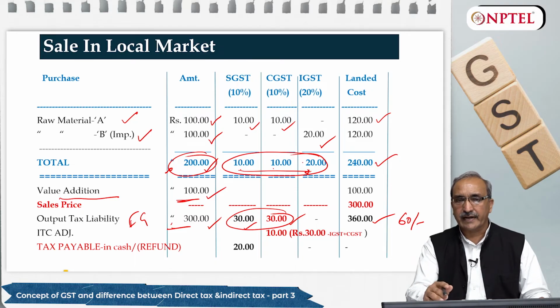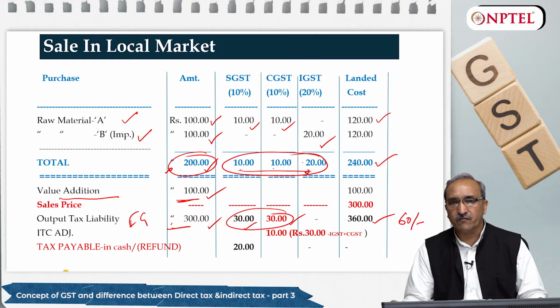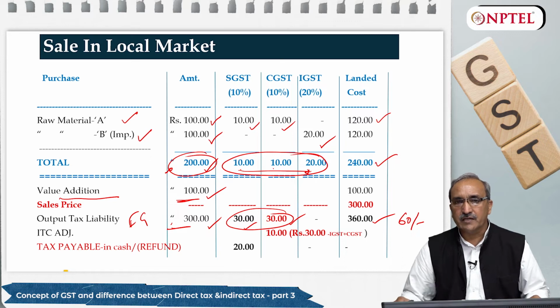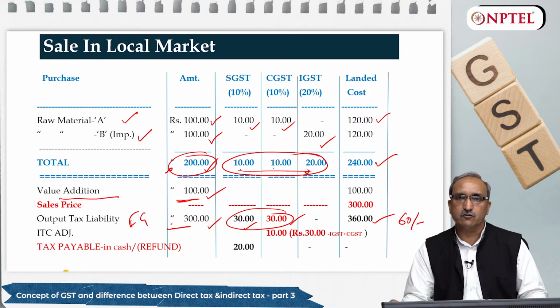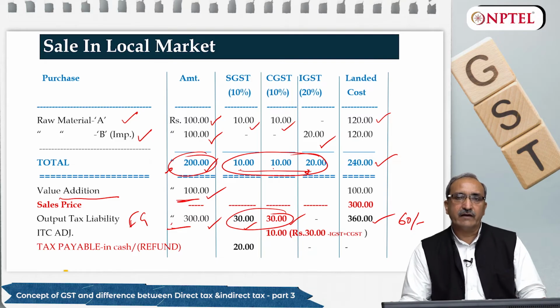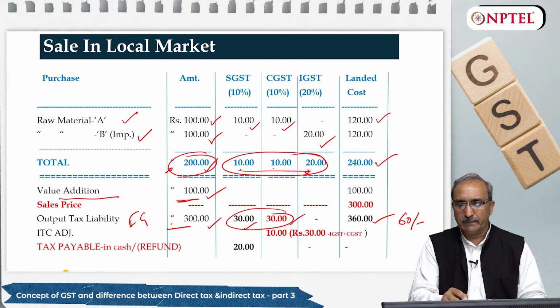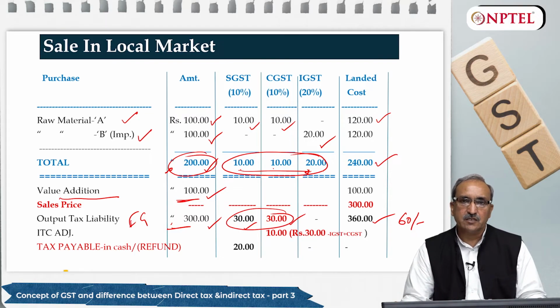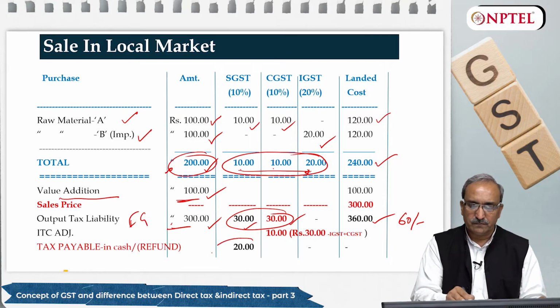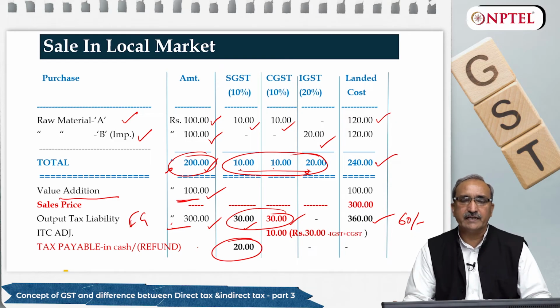It is a credit lying in my account with the government, meaning I have already paid to the government through my supplier, and I will set off this amount against my output liability. So my output liability is 60. Out of 60, 40 rupees I have already paid to the government. So my net liability comes to 20 rupees, which I need to pay in cash.